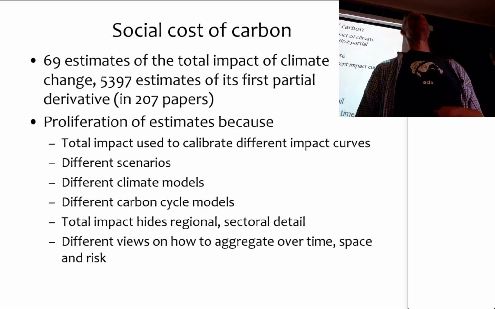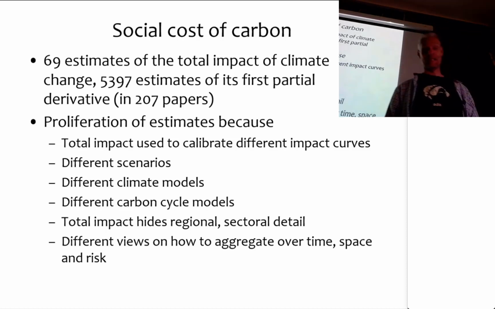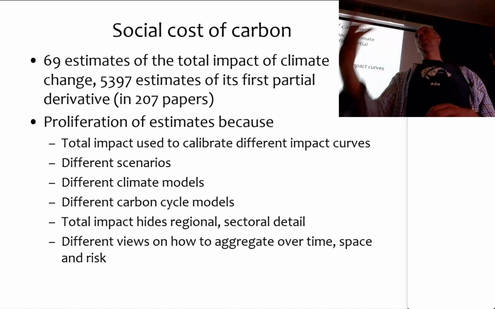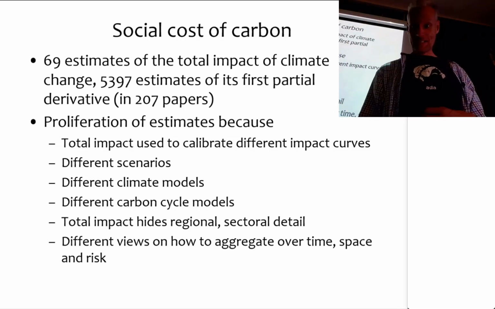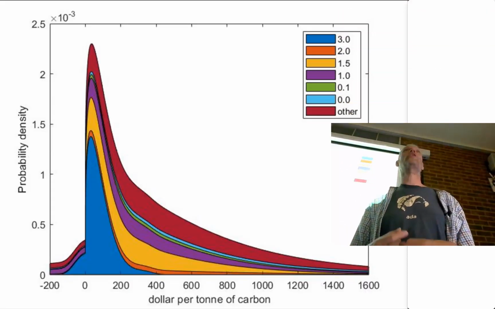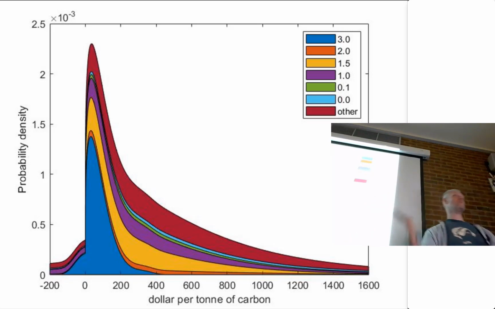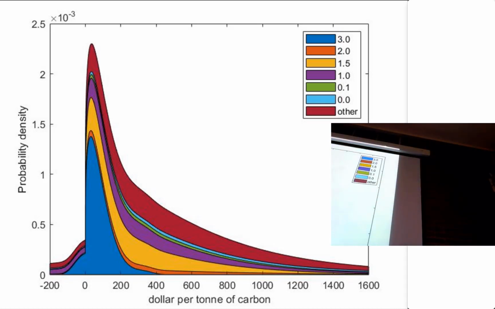Now, if you have 5,397 estimates, then of course you can do fancy statistics, right? And the fancy statistics that is shown here is a so-called kernel density. So if we put all those studies together, then this is sort of the histogram or the PDF that results. And what you see is there's a very clear, pronounced middle, right? There's a pronounced central estimate of $70, $80 per ton of carbon.